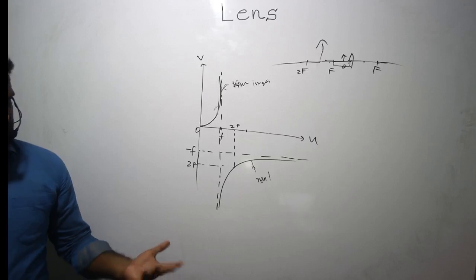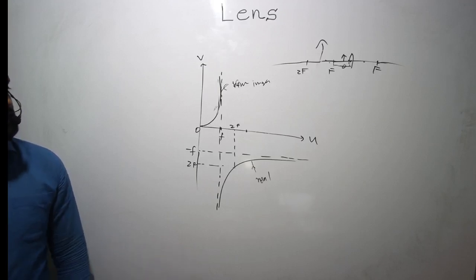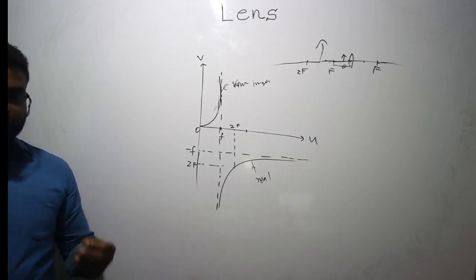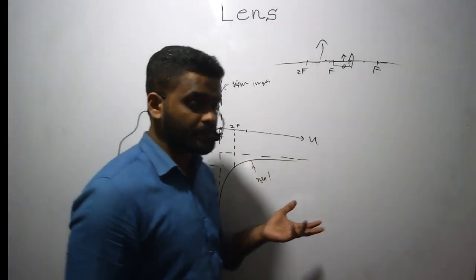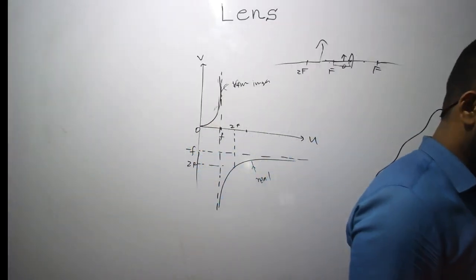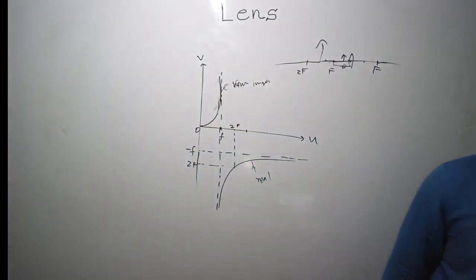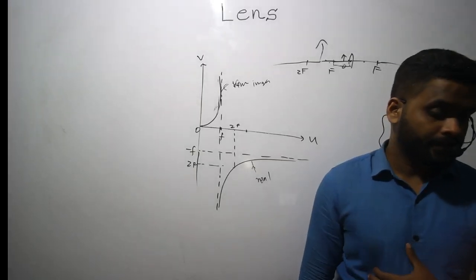This lens part is somewhat lengthy, right? But to understand optical instruments and the human eye, you need to have a clear understanding of lenses, right?